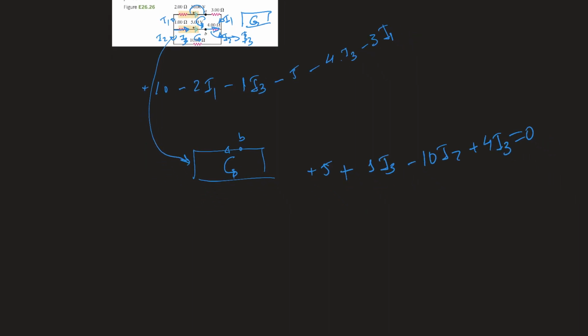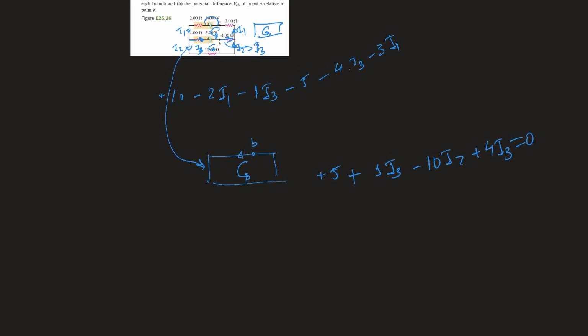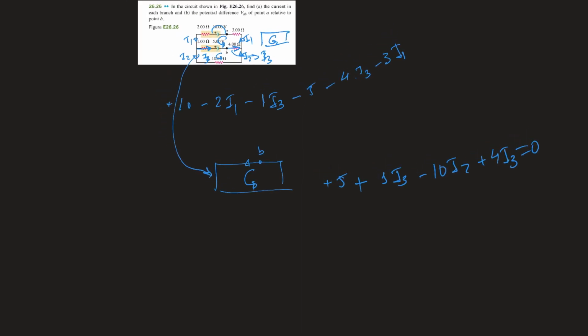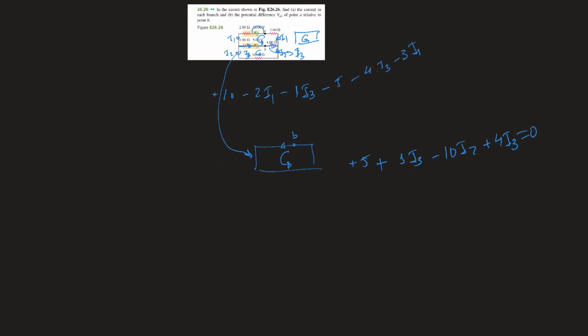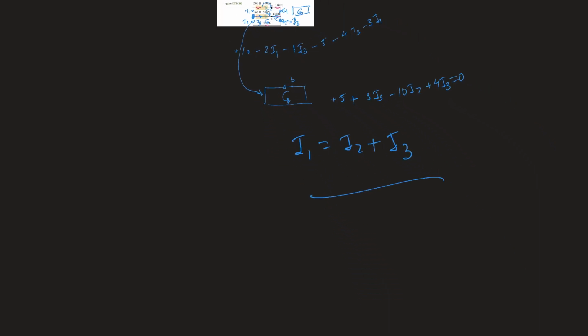So at the end how many equations do I have? 2 equations, and I have 3 unknowns, I1, I2, and I3. But I have another equation: if you see this point, I1 equals I2 plus I3. So I have a system of 3 equations with 3 unknowns. Let me write the 3 equations.